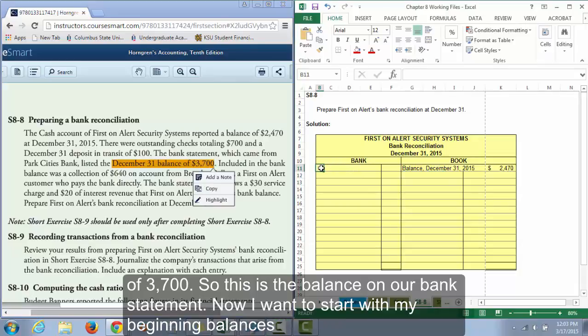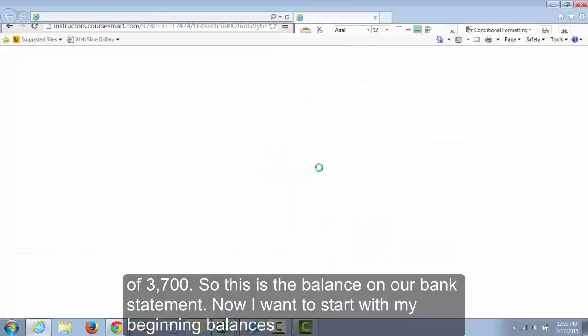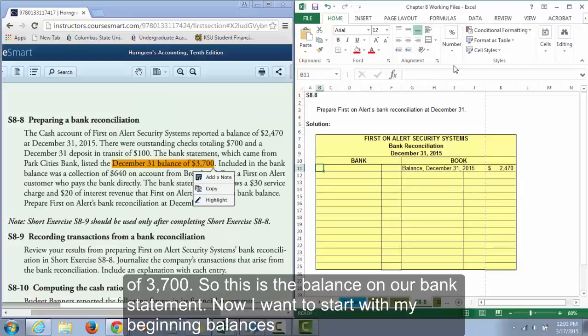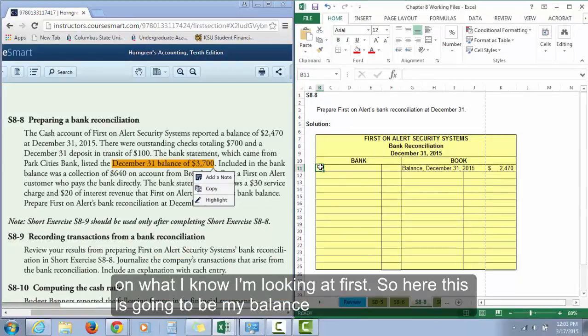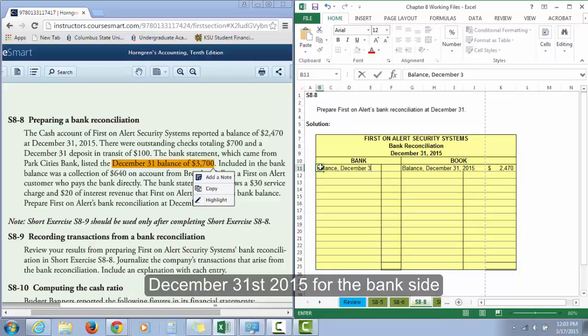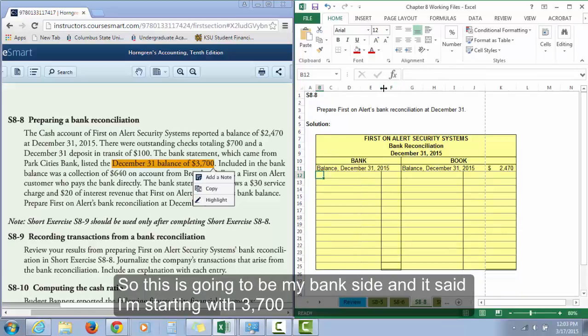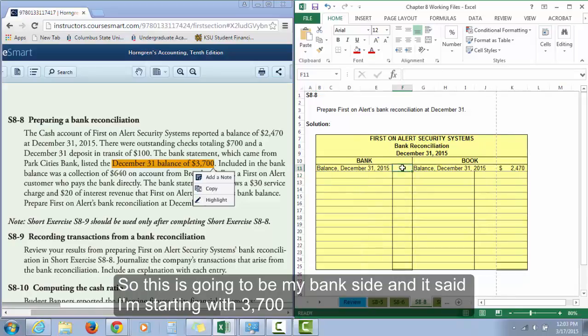So now I'm going to come over here. I want to go ahead and start with my beginning balances on what I know I'm looking at first. So here, this is going to be my balance, December 31st, 2015, for the bank side, okay? So this is going to be my bank side. And it said I'm starting with $3,700.